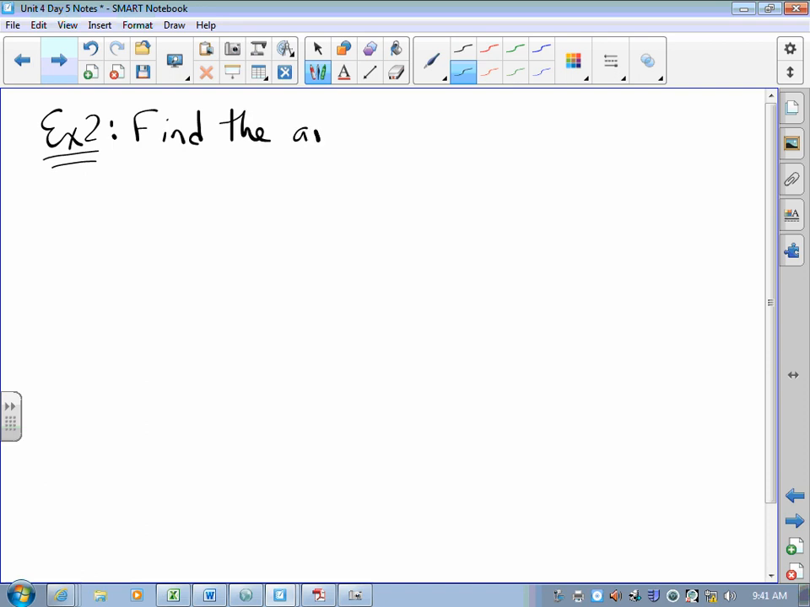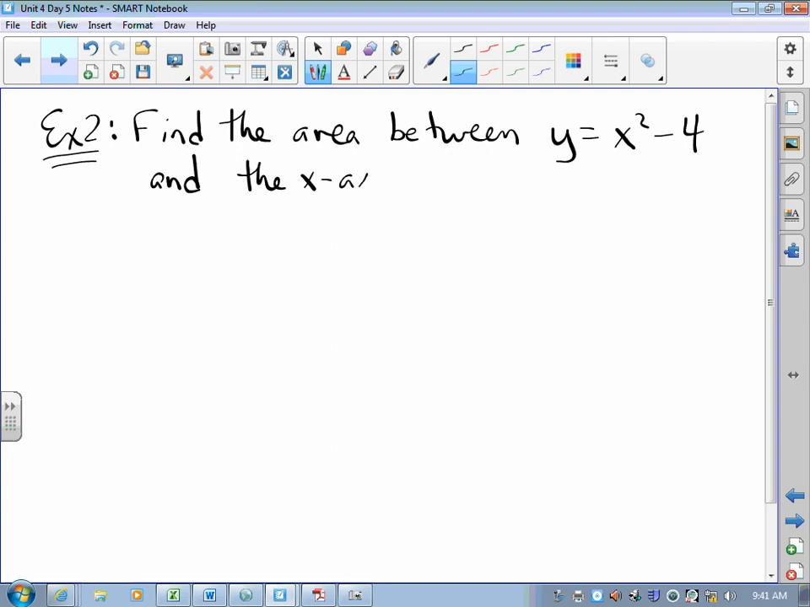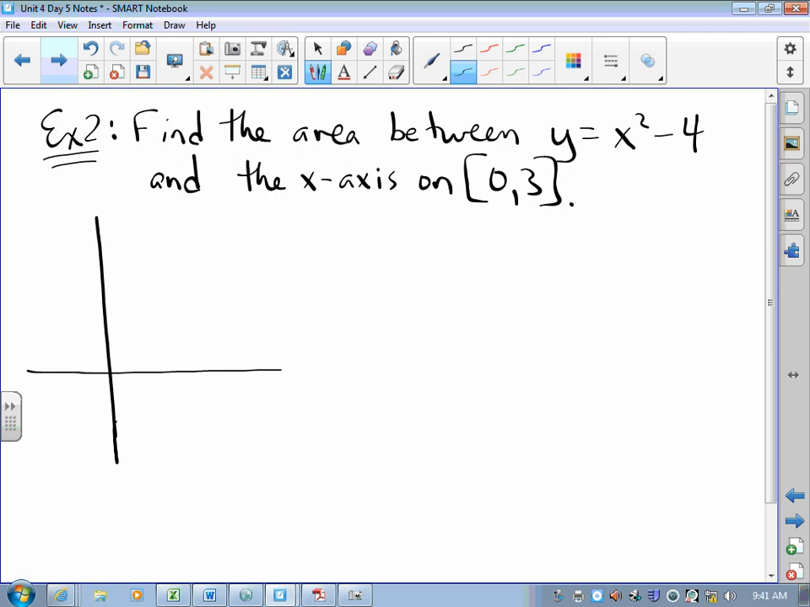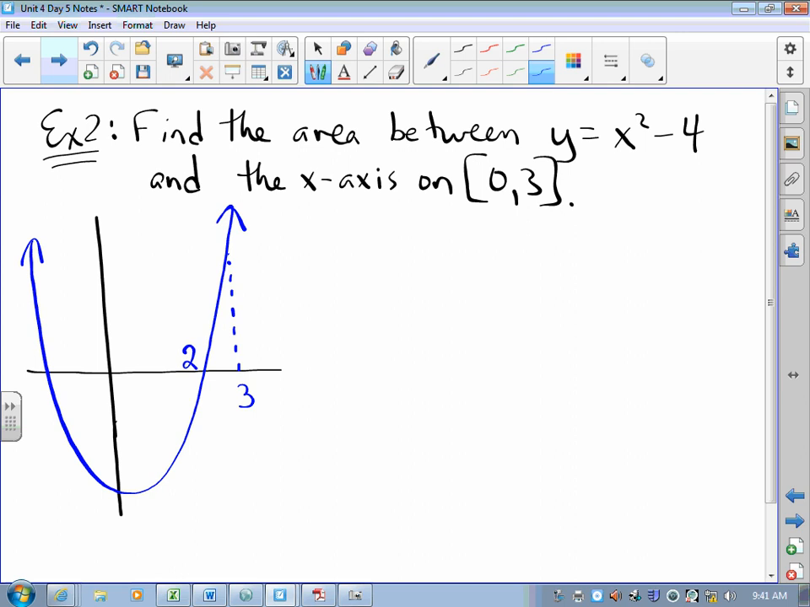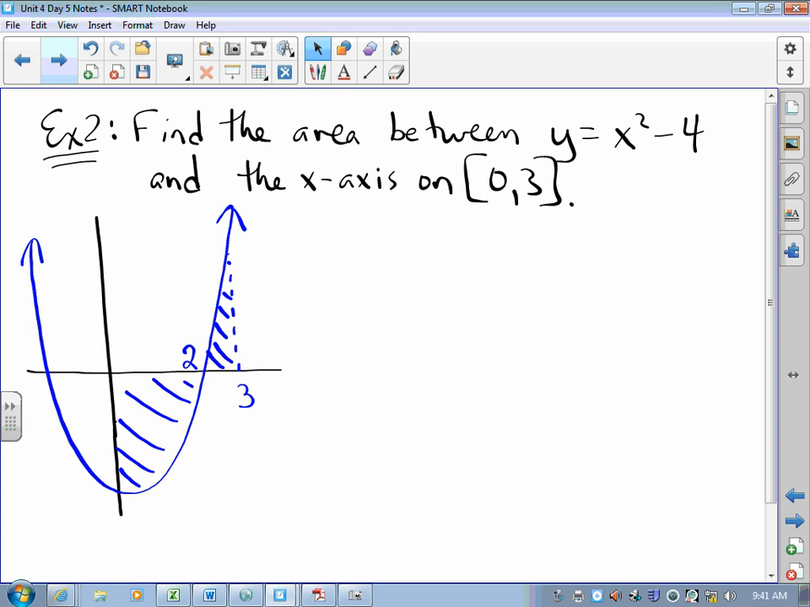So find the area between y equals x squared minus 4 and the x-axis on 0 to 3. Here's x squared minus 4. It cuts the axis at 2. Here's 3. I need this area and this area.